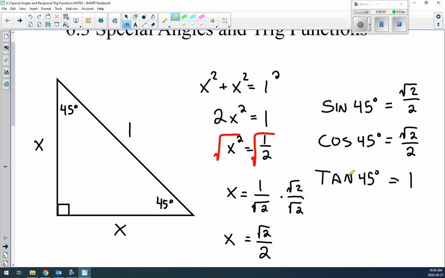Cosine is root of 2 over 2. And the tangent, since it's y over x, is root of 2 over 2 divided by root of 2 over 2, which is 1.